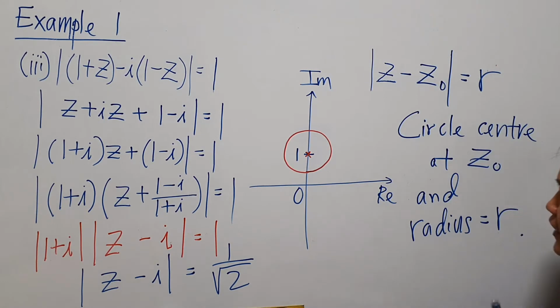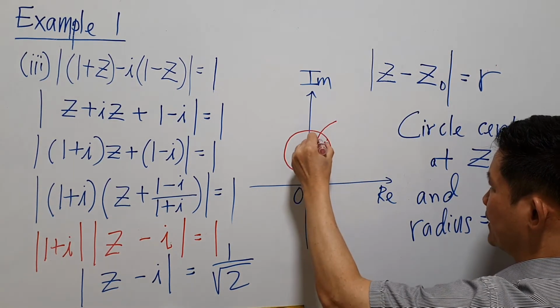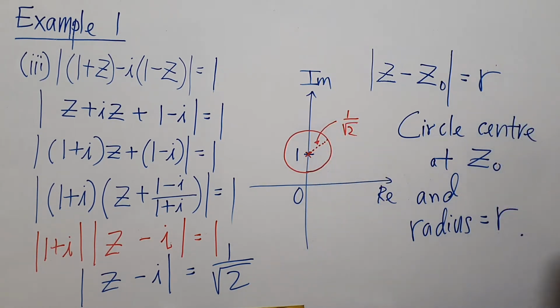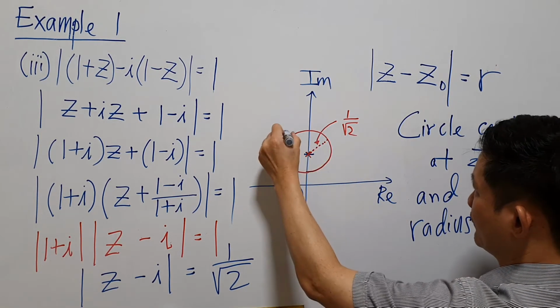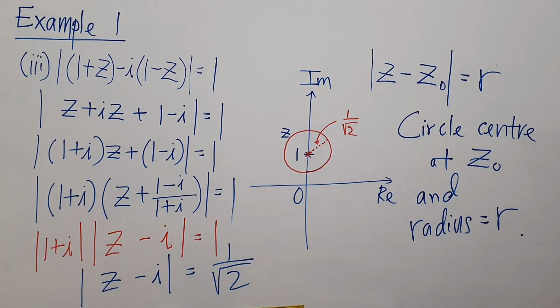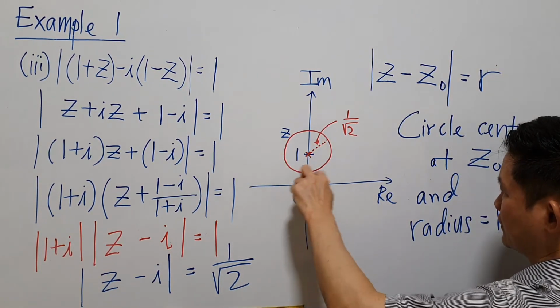You must indicate in your diagram that this radius is 1 over square root 2. And then if your locus of points is on this red circle, you want to put this down as your z. So all the z that satisfy this equation are points on this circle.